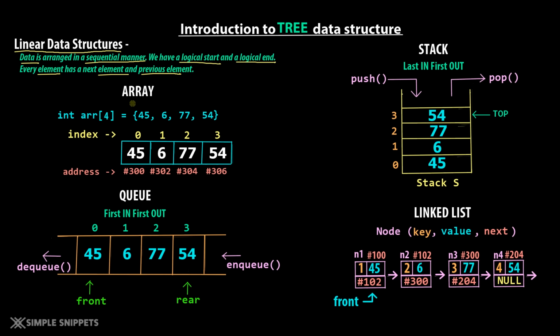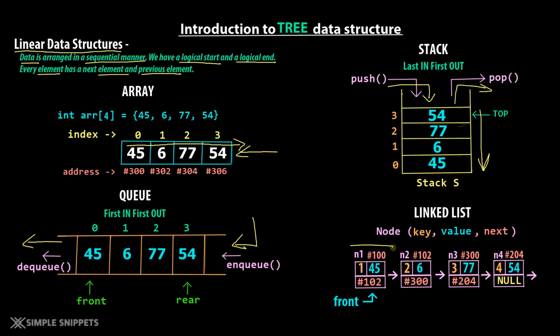If you observe an array, you can see data is arranged in a sequence, in a proper sequential order, in a linear order. In a queue also you can see we have data coming in from one end and going out from the other. So we have a rear and a front, that is a logical start and end. In a stack also, data is pushed in this direction and popped out from the same end, but it is still arranged in a linear way, in a sequential way.